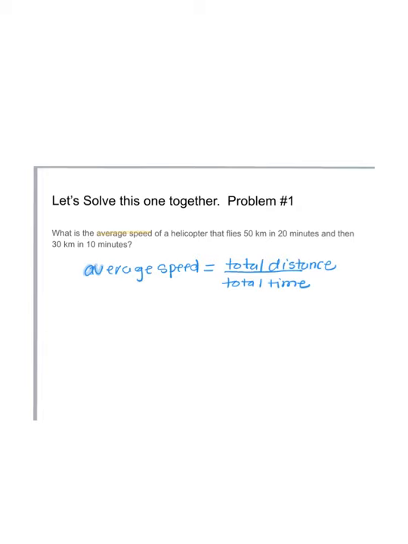So I'm going to look at my formula first, and I'm going to read. It says a helicopter flies 50 kilometers in 20 minutes, and then 30 kilometers in 10 minutes. And I'm highlighting those quantities. And total distance, well, if you look at the units, kilometers is a unit of distance. So we could figure out that the total distance then is the combination of 50 and 30. So we do 50 kilometers plus the 30 kilometers.